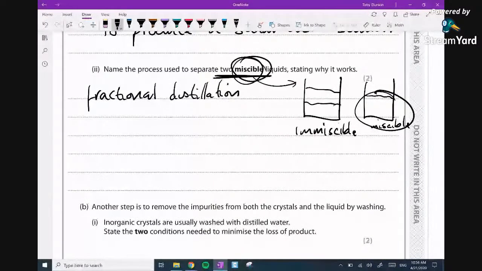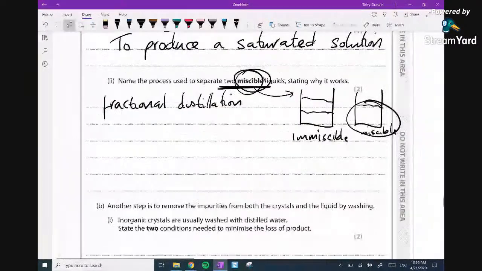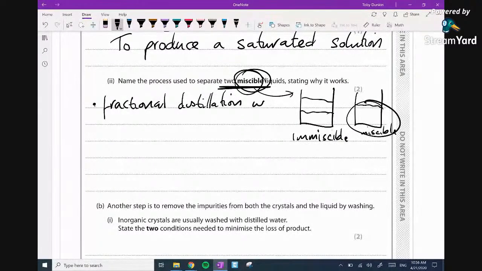Distillation. Sorry, that was the distillation song. Fractional distillation is used to separate.